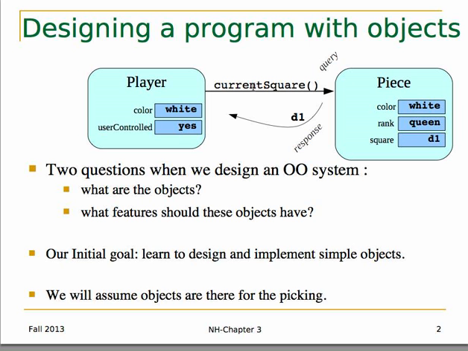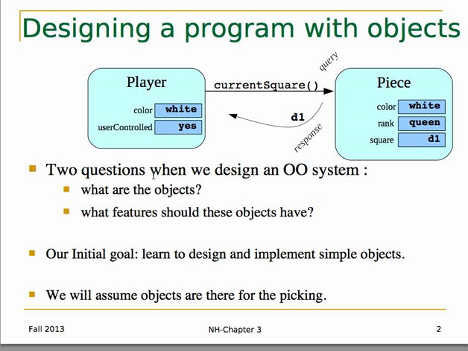So let's say you have a current square method. It returns the value that's stored in the square data member, which is just D1. So here's the query, current square. It returns the value D1, and the player does whatever it needs to do with that information. This is basically the same example as from the last set of lecture notes, which was on inheritance, polymorphism, and all that.